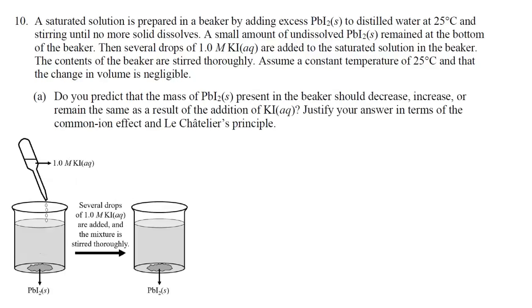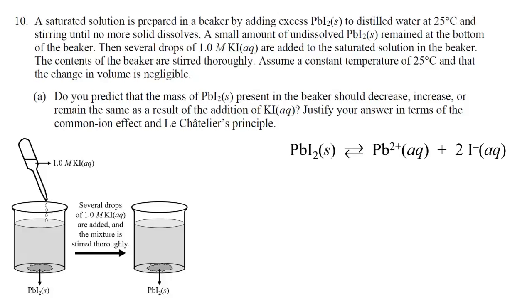So in part A of this question, it says, do you predict that the mass of the solid lead iodide present in the beaker should decrease, increase, or remain the same as the result of the addition of that potassium iodide solution? Justify your answer in terms of the common ion effect and Le Chatelier's principle. Hopefully you've seen enough examples of the common ion effect so far in this video that this should make sense that we now have a common ion in that potassium iodide contains iodide, which is going to cause a stress on the lead iodide system.